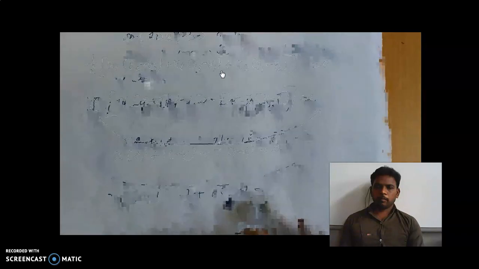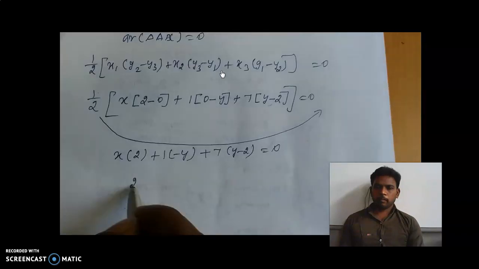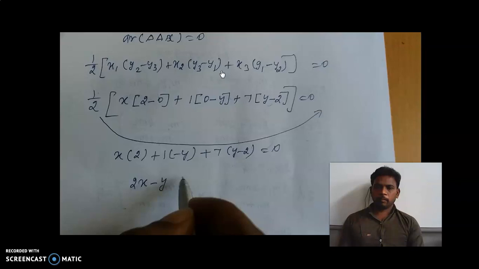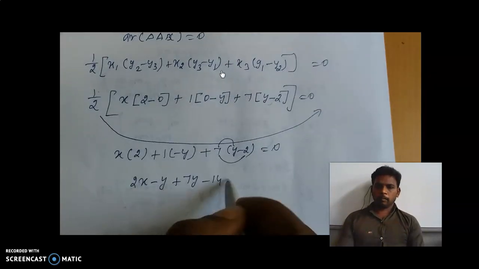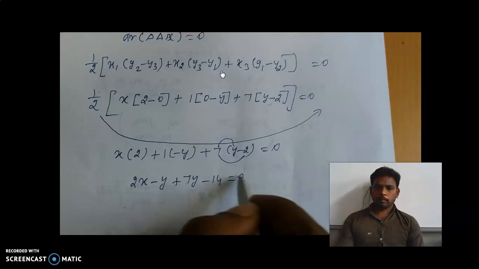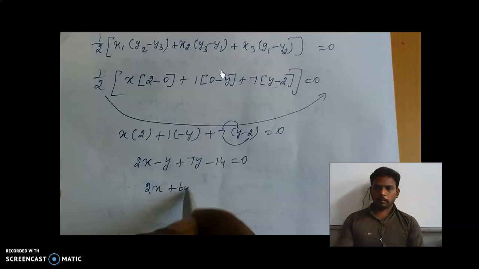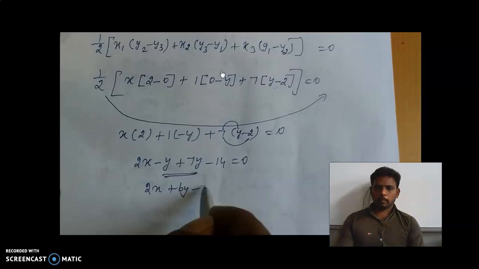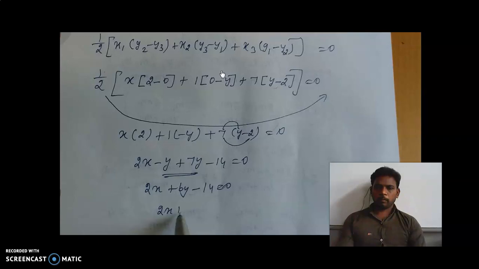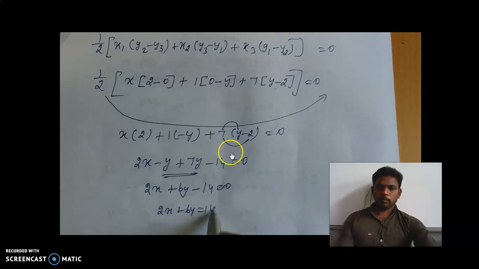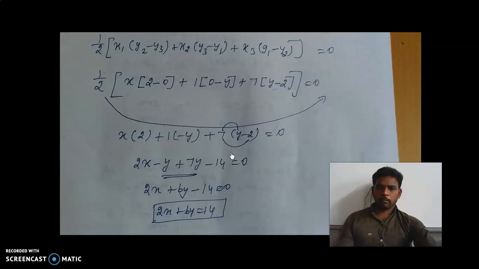Okay, now simplify this. So 2x minus y plus multiply 7 inside the bracket, so 7y minus 14 equal to 0. So 2x plus 6y, if you simplify these two, minus 14 equal to 0, that is 2x plus 6y equal to 14. So that is the relation between x and y. So the relation between x and y means we'll get the equation in terms of x and y. Okay.